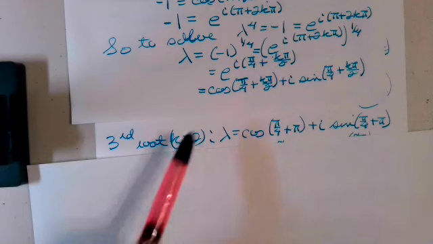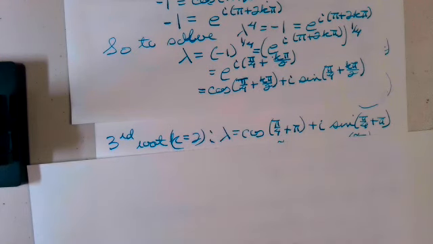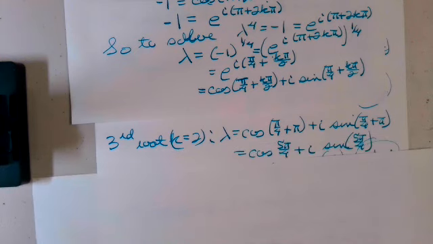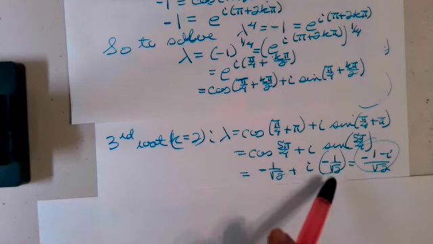So now I'm doing k equals 2. So I'll write this down when k equals 2. And what is pi over 4 plus pi? That's 5 pi over 4. So write that down. And now start to think, what's the cosine and sine at 5 pi over 4? That's a 45-degree angle in the third quadrant. In the third quadrant, sine and cosine are both negative. So this is minus 1 over the square root of 2 plus i times the sine there, which is minus 1 over the square root of 2.